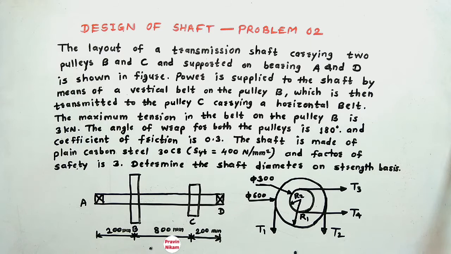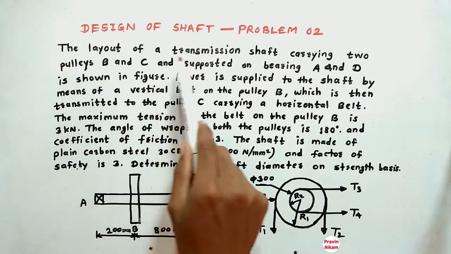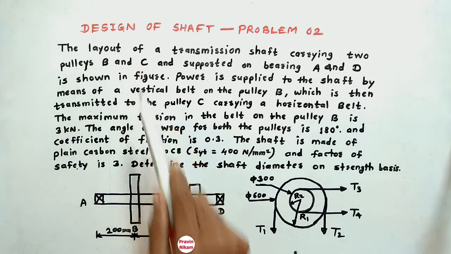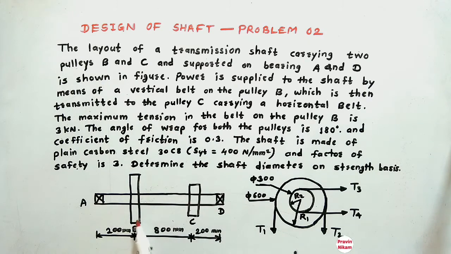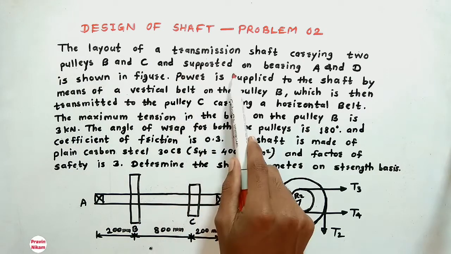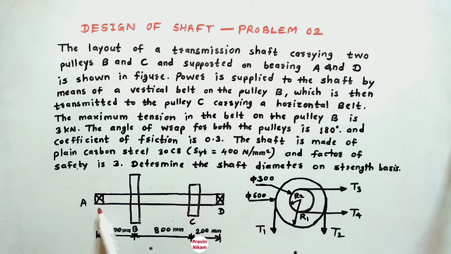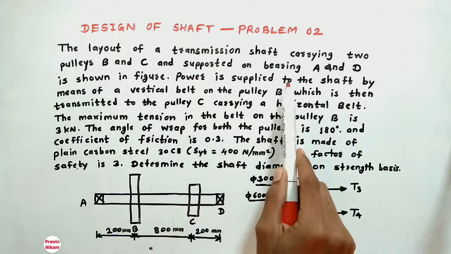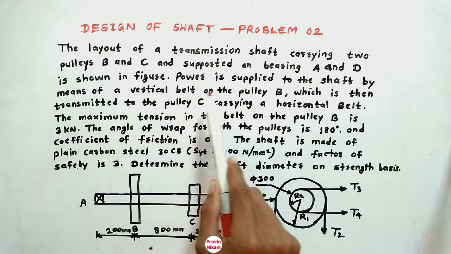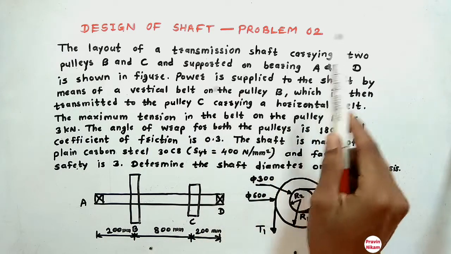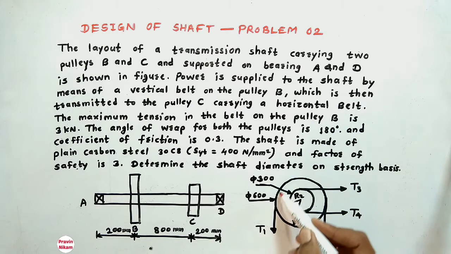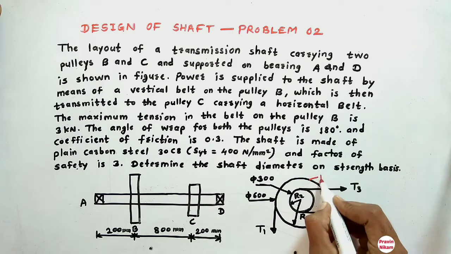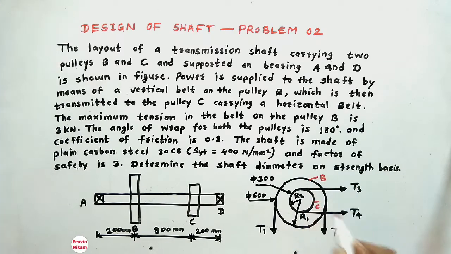The layout of a transmission shaft carrying two pulleys B and C and supported on bearings A and D is shown in the figure. Power is supplied to the shaft by means of a vertical belt on the pulley B. So this is pulley B, the bigger pulley, and this is pulley C.